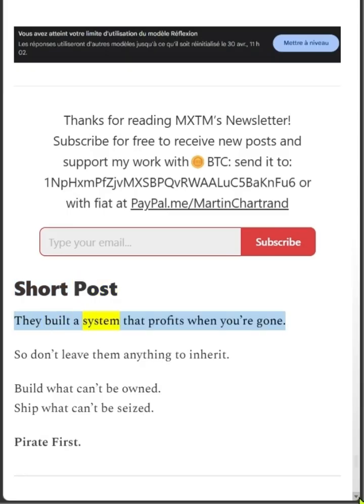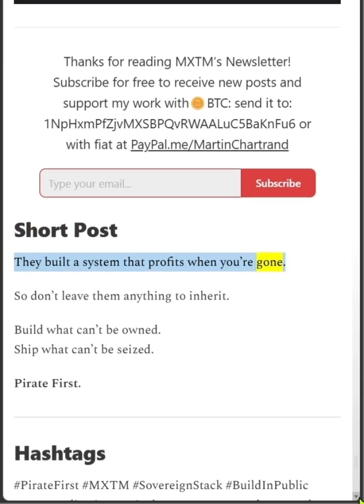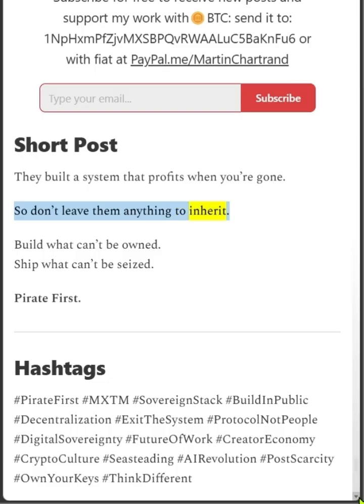They built a system that profits when you're gone. So don't leave them anything to inherit. Build what can't be owned. Ship what can't be seized. Pirate first.